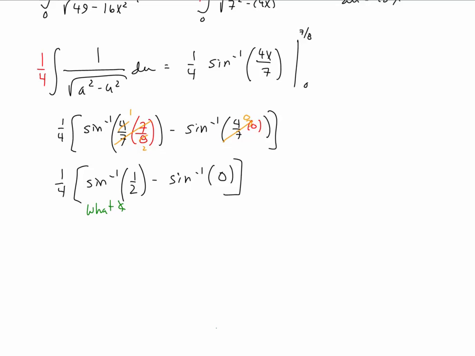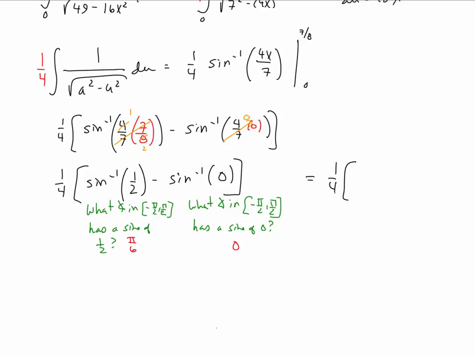This means what angle in the interval from negative to positive pi over 2 has a sine of 1/2? And the answer to that is pi over 6. This one means what angle in the interval between negative pi over 2 and pi over 2 has a sine of 0? And the answer to that one is 0. Oops, I forgot part of this one over here. This is negative to positive pi over 2. So plugging these back in, I end up with 1/4. The inverse sine of 1/2 was pi over 6. The inverse sine of 0 was 0, so I get pi over 24.